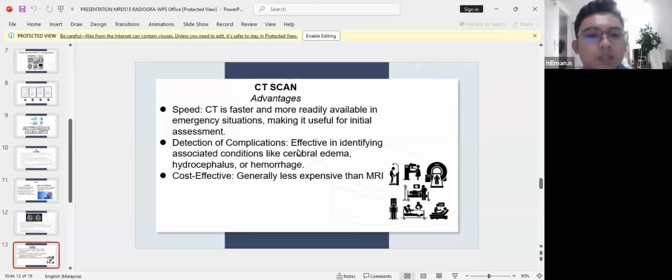So there are three advantages that are present for using this imaging. Speed: CT is faster and more readily available in emergency situations, making it useful for initial assessment. So this is very useful for trauma patients. Detection of complications: effective in identifying associated conditions like cerebral edema, hydrocephalus, or hemorrhage. And last but not least, it is very cost effective because generally it is less expensive than MRI.